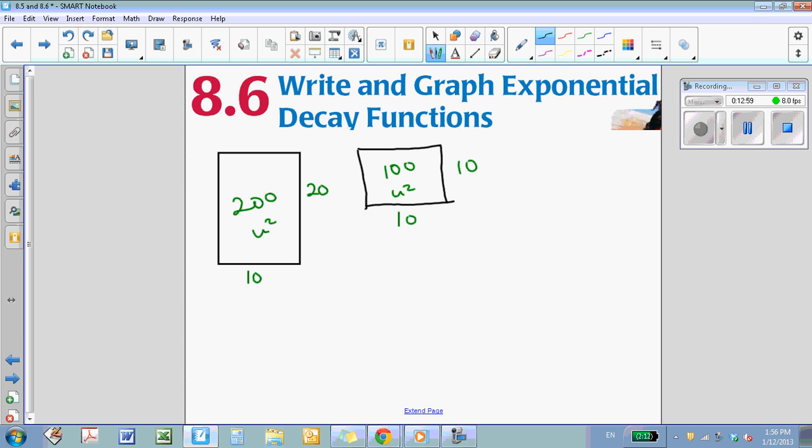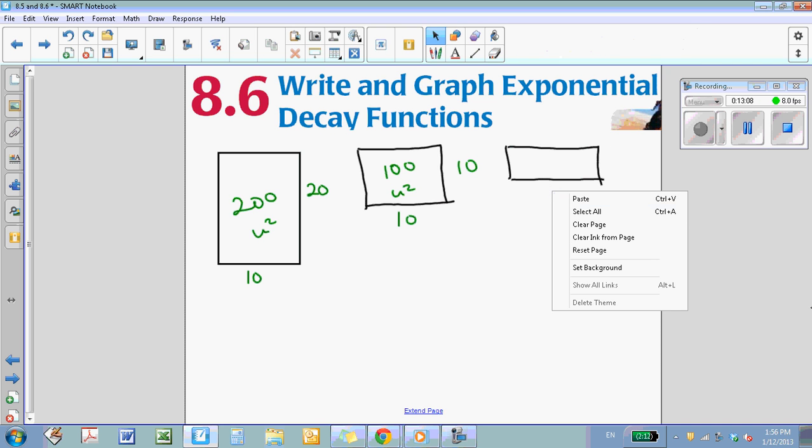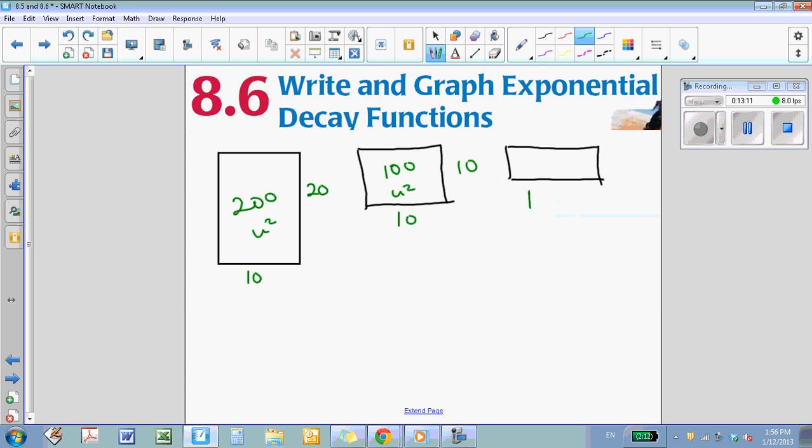So I'm going to fold it again. And it's also still going to be 10 units wide, but now it's going to be 5 long, so it'll be 50. Alright, so take a look at my area. It goes from 200 to 100 to 50, so it's actually being multiplied by half. So this is an example of exponential decay.